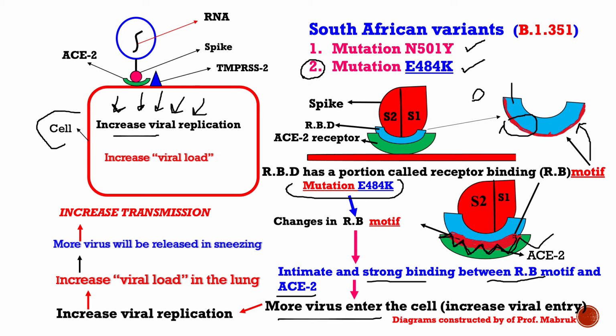So this will increase the viral replication. This will result in an increase in the viral load inside the infected cell. So then more virus will be released from the cell. And this virus, where will it go? It will go from the lung into the droplet, and then this will increase the transmission of the South African variant of coronavirus COVID-19. So just to summarize what I have said.